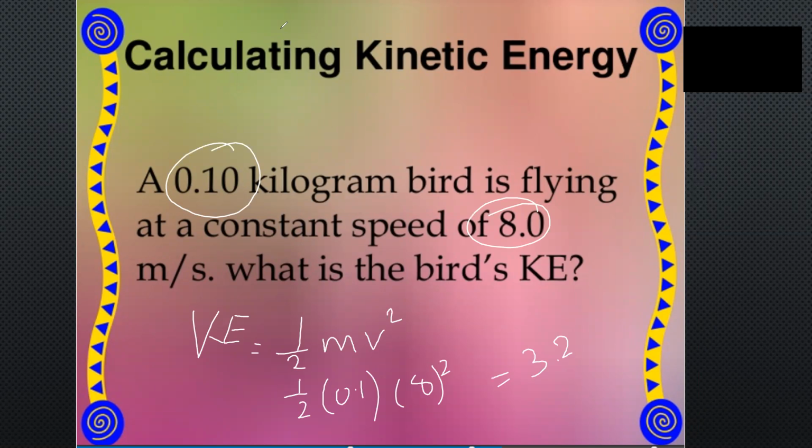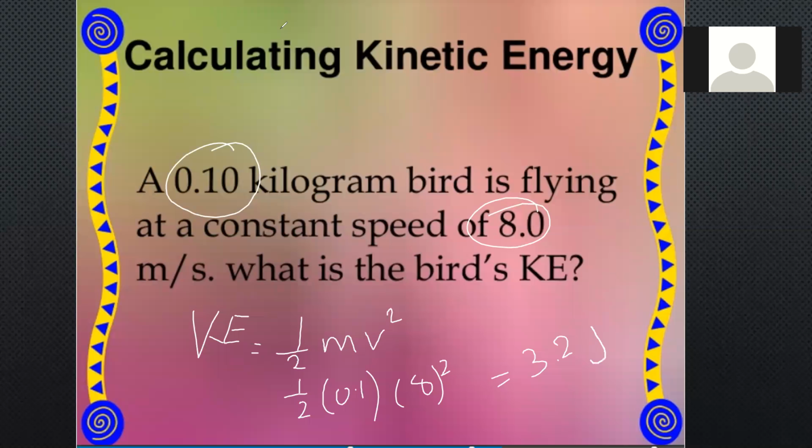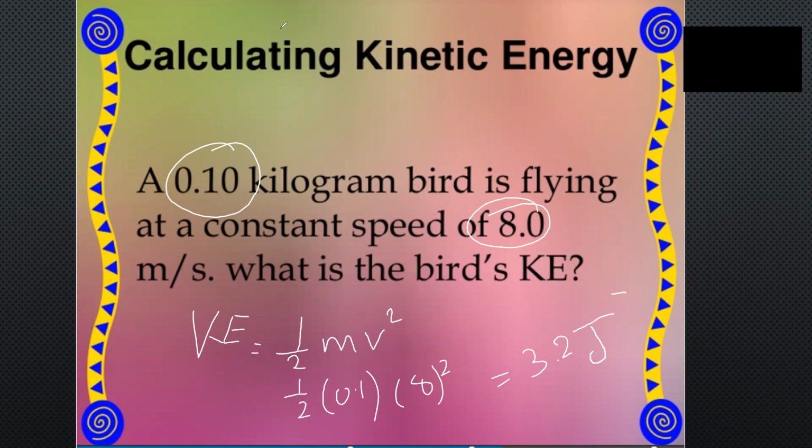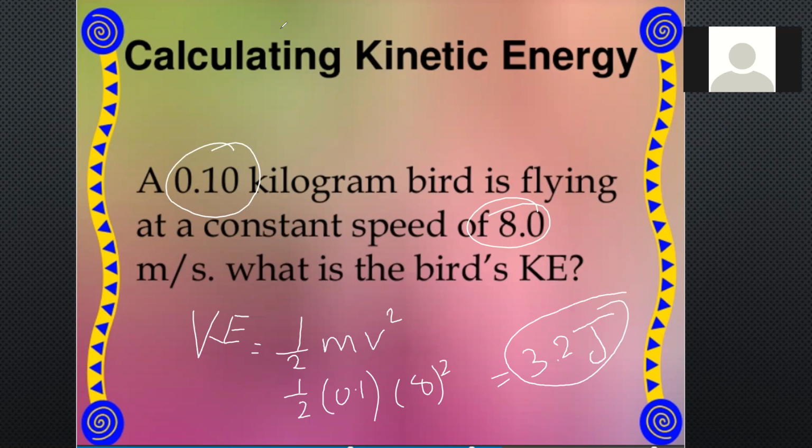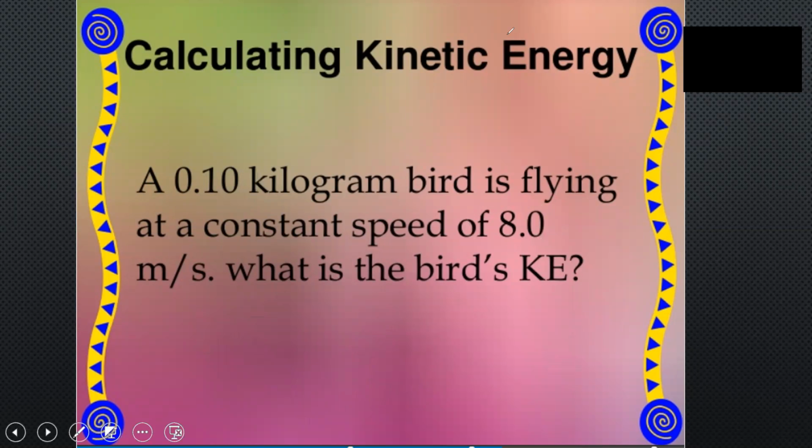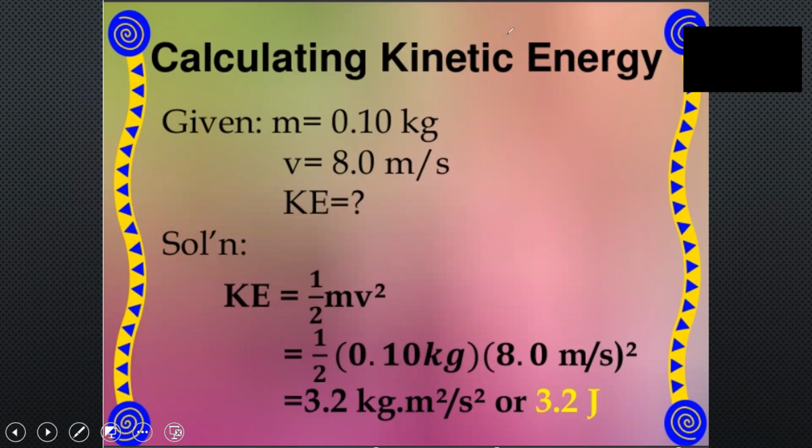Now, what is the unit of kinetic energy? Can I say it's kilogram times meter per second, or joule? Okay, because it's an energy, it would be joule. So the kinetic energy is half mv squared, half times 0.1 kilogram times 8 squared. The answer will be 3.2 kilogram meter squared over second squared, or 3.2 joules.